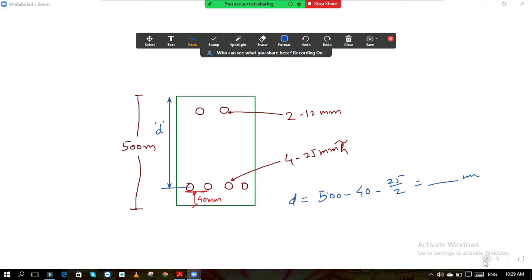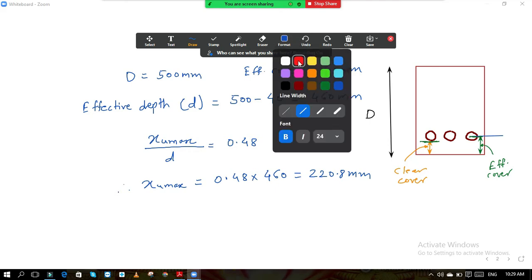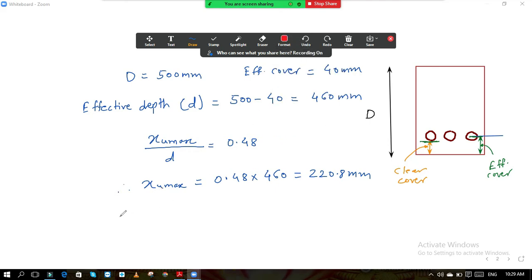So now, moving further, here we got the value of xu max. After getting the value of xu max, what is our next step? We equate Cu2 equal to Tu2 to calculate the remaining values. So now equate Cu2 equal to Tu2.